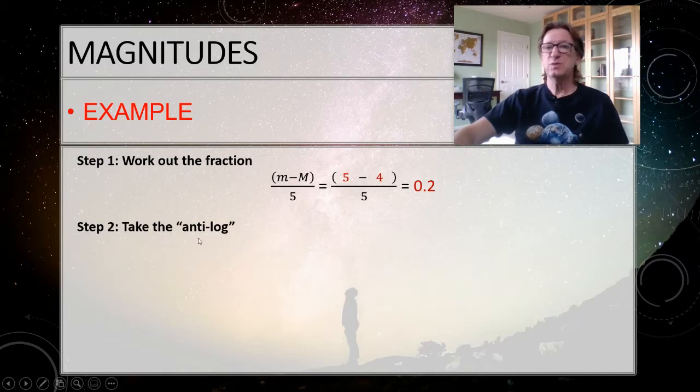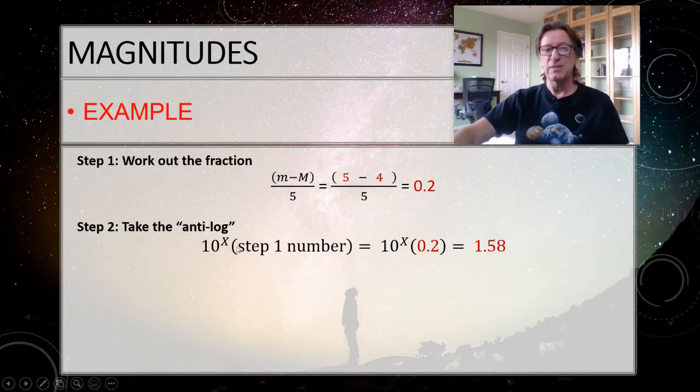For step 2, take the antilog. Now that's going to depend upon your calculator. I will write that as 10 to the x, but I don't know how it's going to be on your calculator. It might be that you put in the step 1 number and then do the 10 to the x. It might be 10 to the x and then put in the step 1 number. It might be log minus 1, second function log, there's any number of possibilities. So this does not mean 10 to the x times 0.2. That's not what we're saying here.